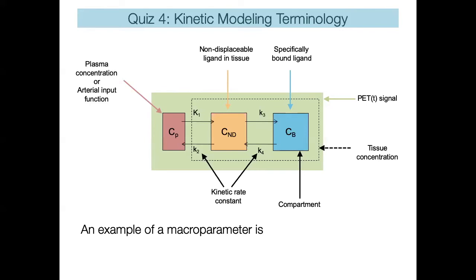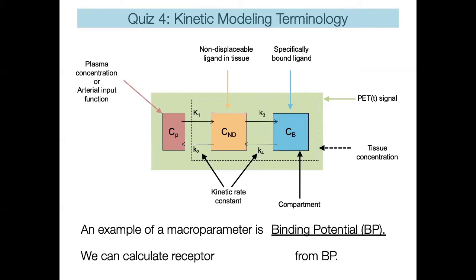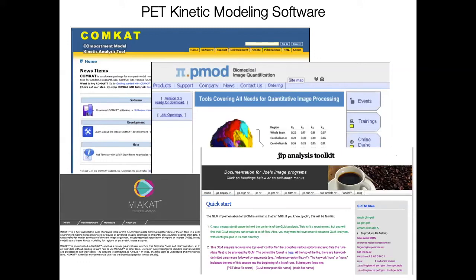And then what's an example of a macroparameter? Yes, binding potential. And then what kind of outcomes can we calculate from binding potential? I think I heard a whisper somewhere. Yes, it's occupancy. It's receptor occupancy from binding potential, from changes in binding potential. All right, excellent. You are amazing at this late hour of the day.